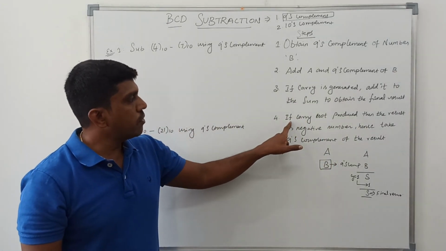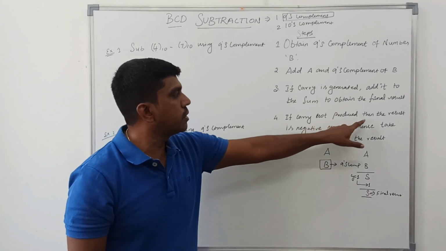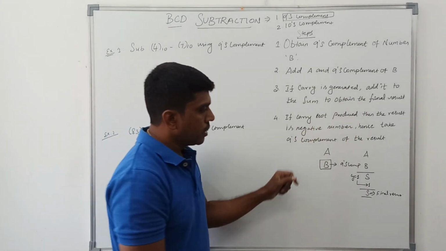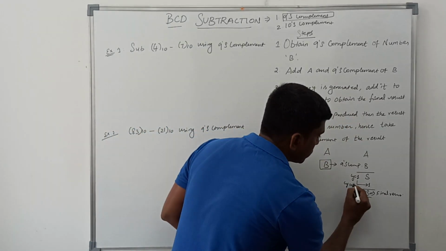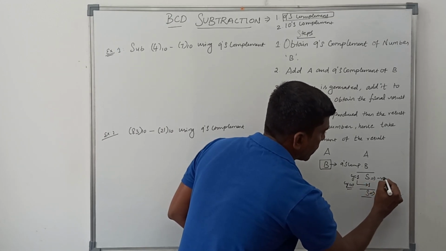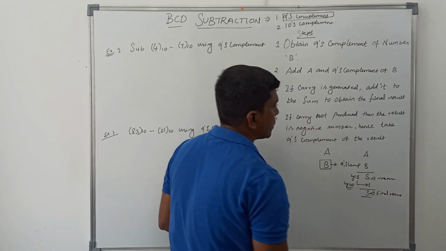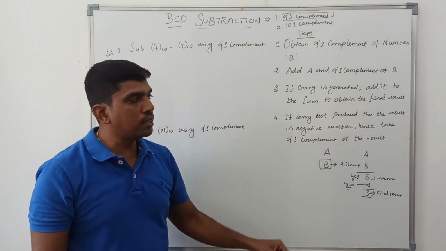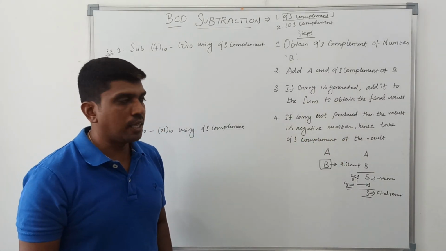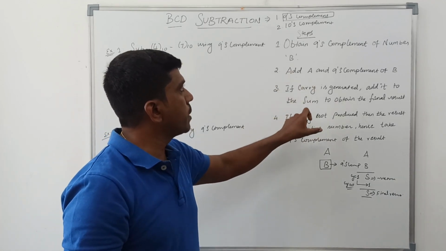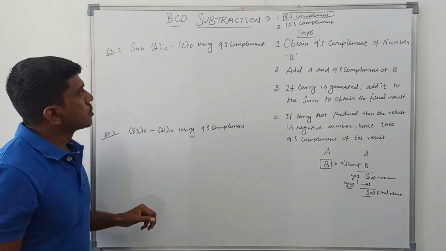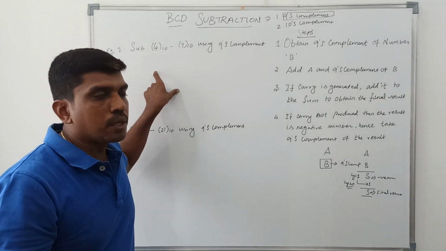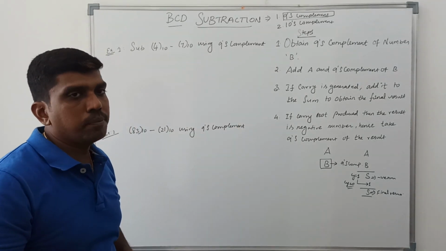And the final step, if a carry is not produced, then the result is a negative number. If the carry value is equal to 0, the result is a negative number. Hence, take the 9's complement of the result and you will get the proper answer. These steps are very important to solve the problem. Now I am going to solve an example problem with the help of these steps.